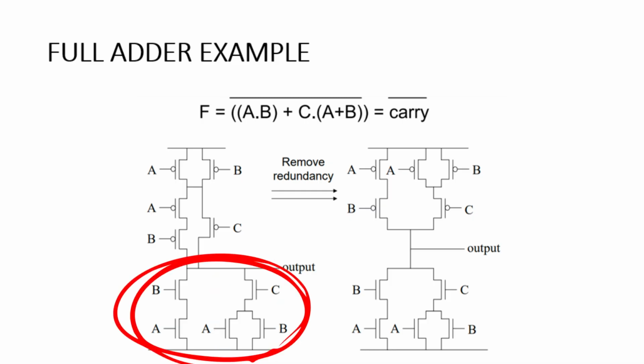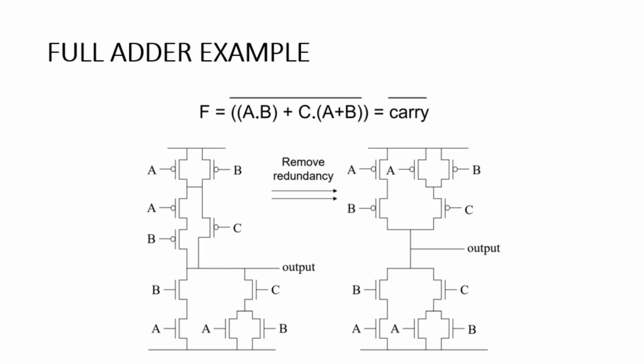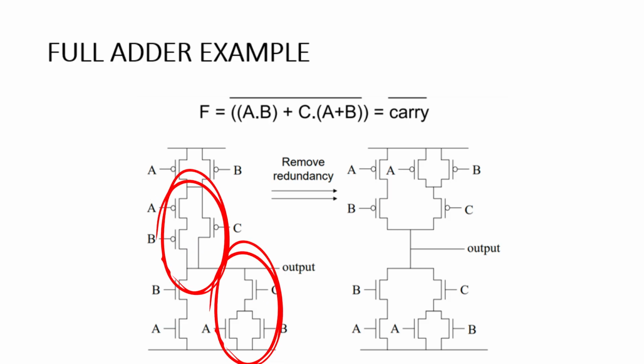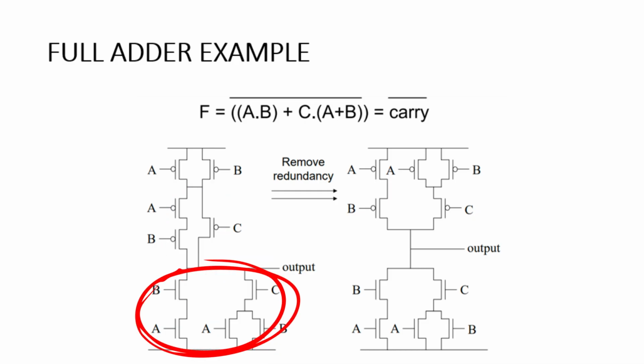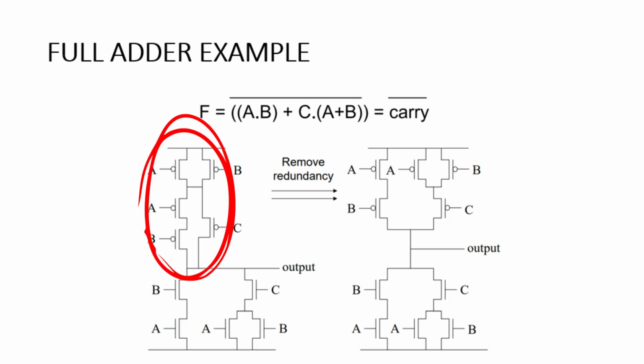This completes our pull down network, and the pull up network should be the complement of what is provided in the pull down network. So as you can see, A and B are in series here, so A and B should be in parallel in the pull up network. Similarly, A and B are in parallel here, so A and B should be in series in this network, and they are in series with C, so they should be in parallel with C here. And because both of these networks are in parallel with each other, they should be in series in the pull-up network. So this is how you can represent a carry term.